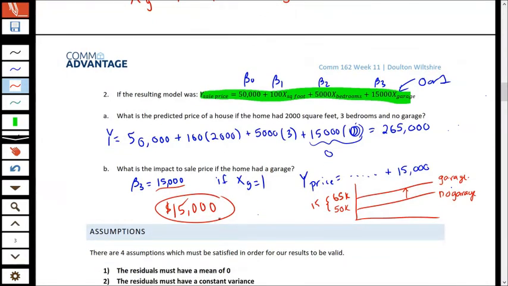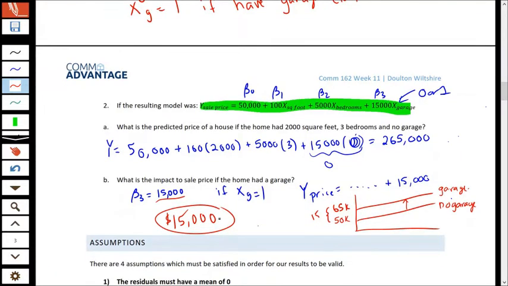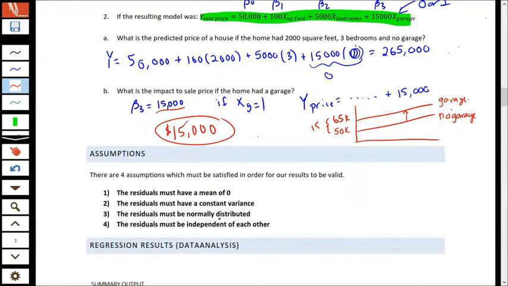So when you run a regression, which we haven't done yet, I've just given you a regression model, there are 4 assumptions. These assumptions you must, again, memorize.